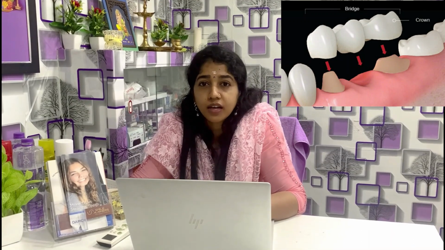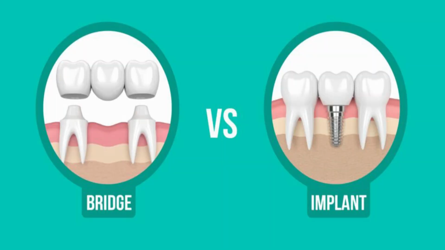Most patients prefer bridge treatment because of the cost issues with the implant. An implant treatment will cost around 25 to 30K. I'm telling the average value; it may vary depending on the quality of the implants and all. For a 3-unit bridge treatment, the cost will come to around 12K. That is 4K per tooth, 3 into 4, that is 12K for an average crown. Again, I'm telling the average value only; based on the crown, it will vary. So it is 12K for the bridge and 25K for the implant, so patients will opt for the bridge treatment.